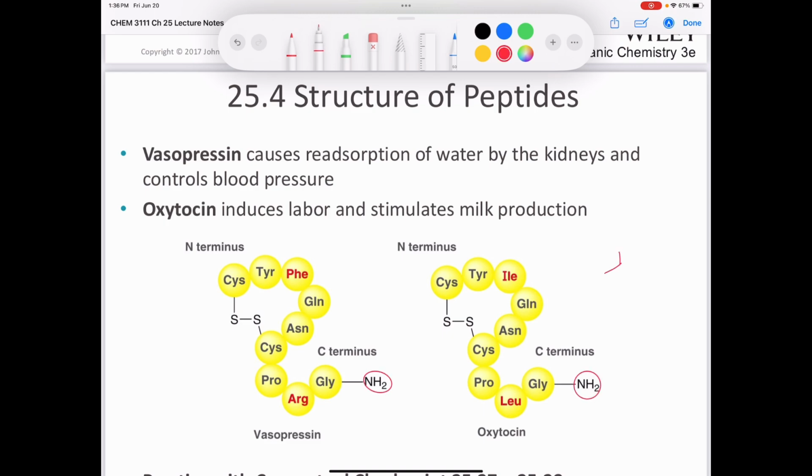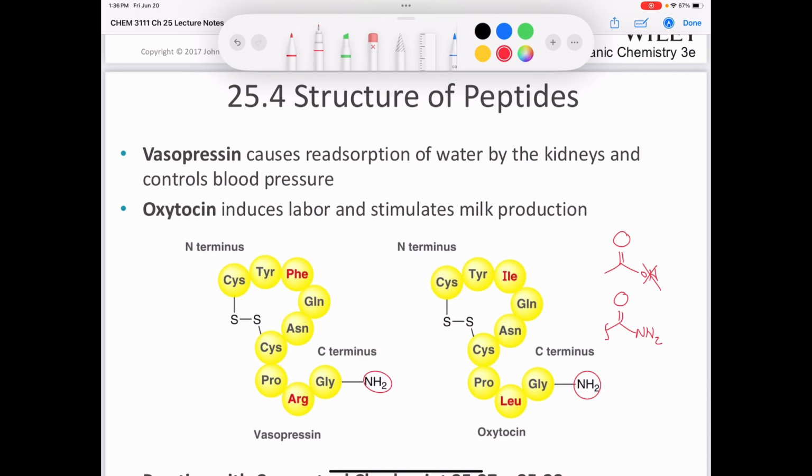And so what that means is that instead of it just being a carboxyl group like this, it's actually a primary amide on the end like there, just a modification. Now, while these two peptides, vasopressin and oxytocin, are similar in structure, only differing in the identity of two residues, the ones you see highlighted in red, they nevertheless have very different functions.